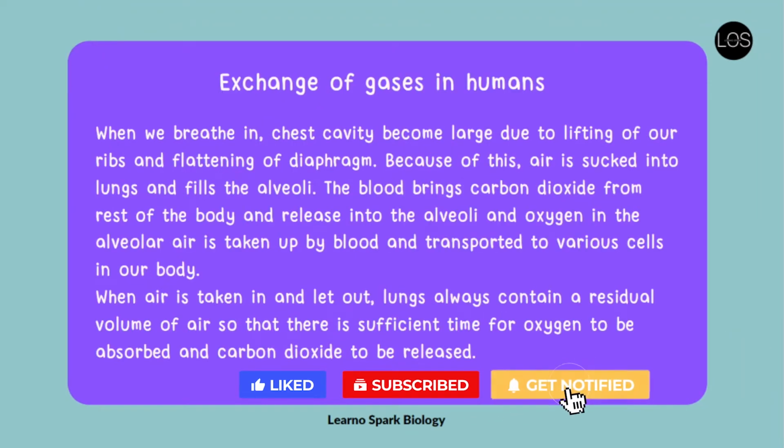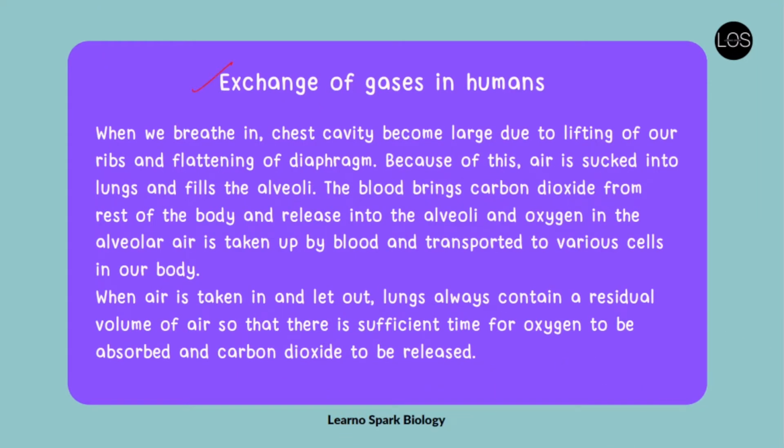Now let us see how the exchange of gases takes place in human. When we breathe in, chest cavity becomes large due to lifting of our ribs and flattening of diaphragm. Ribs and diaphragm play a very important role in exchange of gases. Ribs are the bone cage that protects our lungs, and diaphragm is a muscle that helps in inhaling and exhaling by contracting and relaxing. Because of this, air is pushed into the lungs and fills in the alveoli.